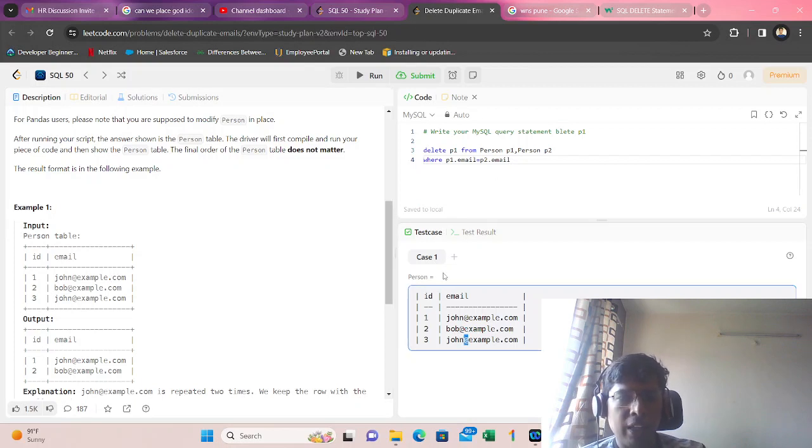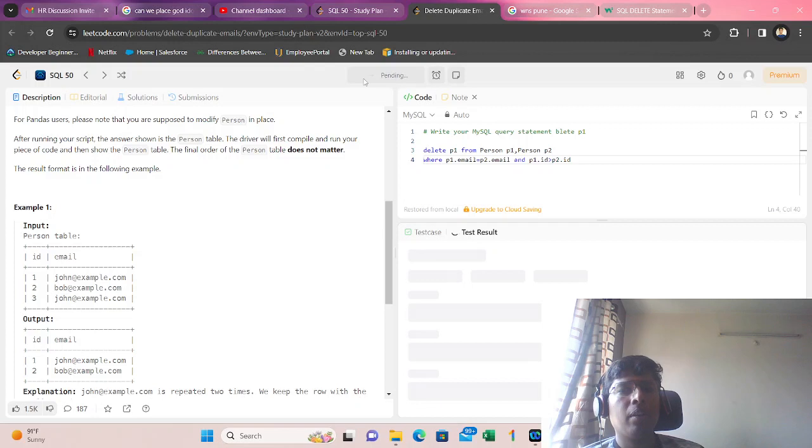So to handle these two situations, so that it does not take this one and this one into account, we will give another clause, p1.id is greater than p2.id. Now run. It will give the correct output.